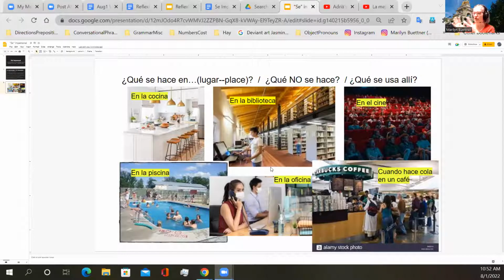Okay. Ejemplos, examples, guys. And when I've got the share on, I can't see all of you. So if you raise your hand, I'm not ignoring you. I just can't see you. Algunos ejemplos, some examples. En la cocina, besides se limpia, one cleans. Se cocina la comida. Muy bien, sí. Se toma café. Sí, se toma café. You have a coffee in your kitchen? Sí.